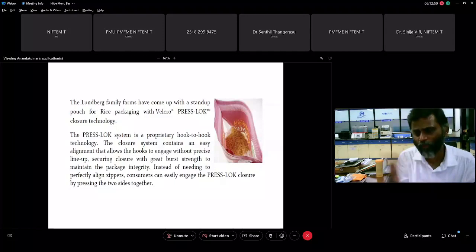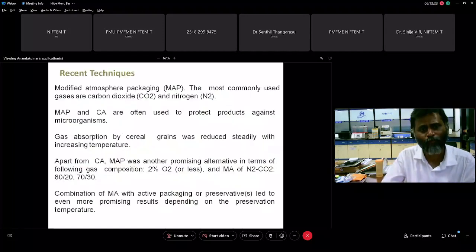Once it is sealed, even gases will not pass through. Like that, it is tightly and compactly packed, and there will not be any leakages or spilling of the material. This type of press lock material is also coming in the market, particularly for value-added products, for example flavored rice flakes or flavored puffed rice. For such snack food items, they are using this type of packing material.